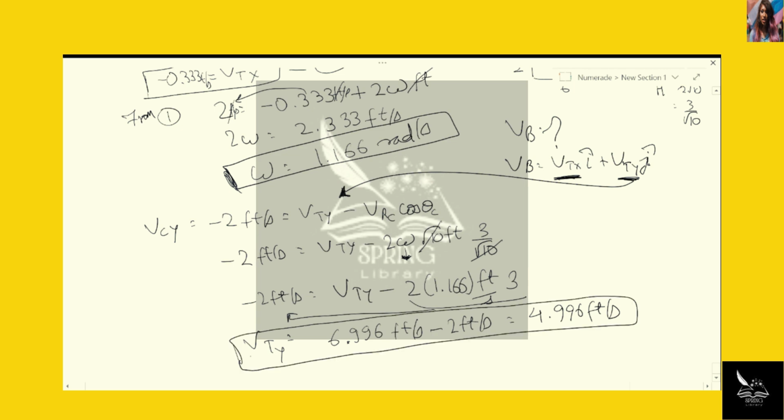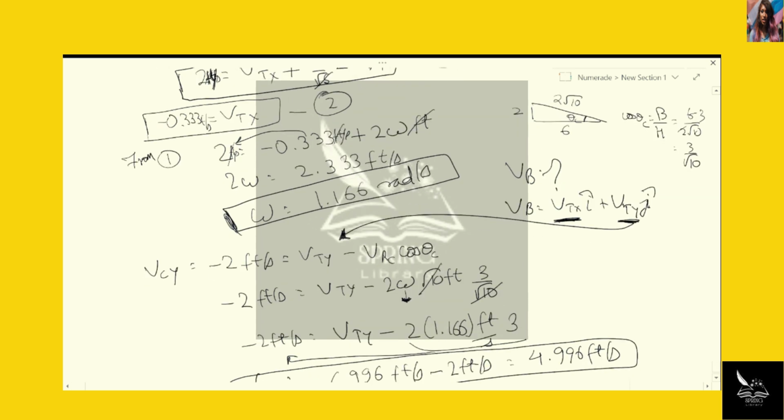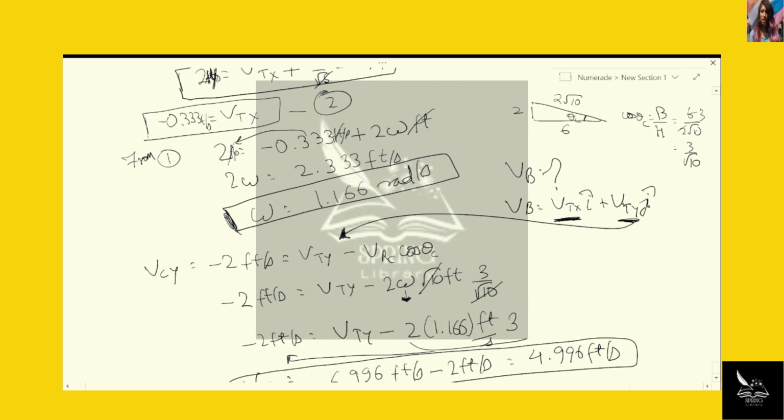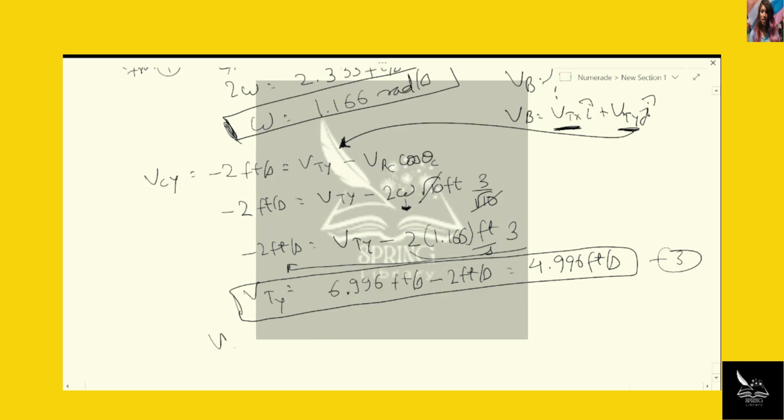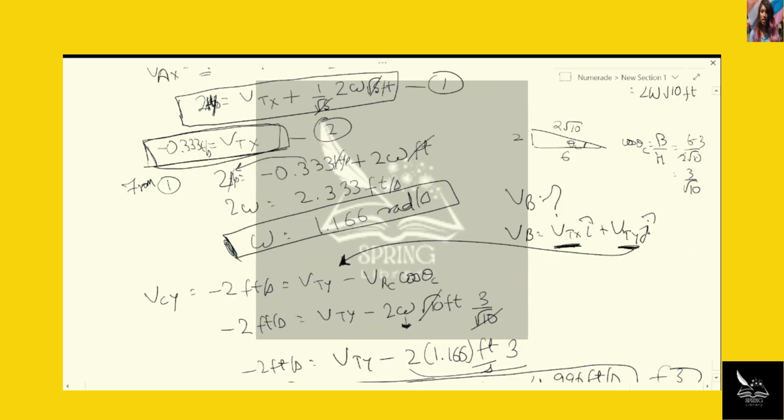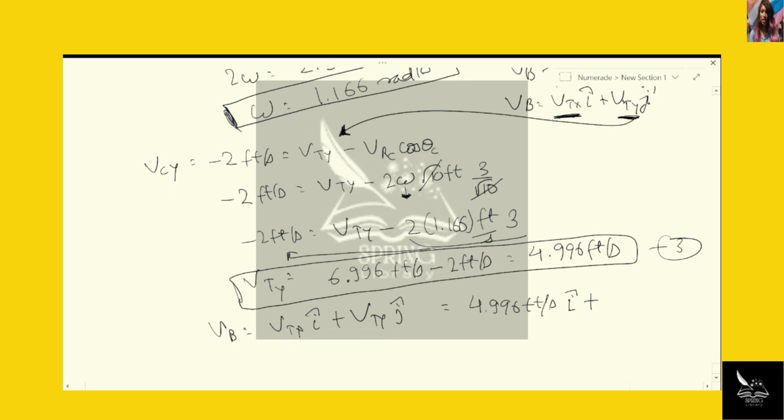So now you know VTY. We already know VTX from equation 2 here. So now let's call this 3. So VB is VTX i plus VTY j. So this is going to be equal to 4.996 feet per second i plus, okay, this is negative, so minus 0.333 feet per second j. So was our diagram correct?